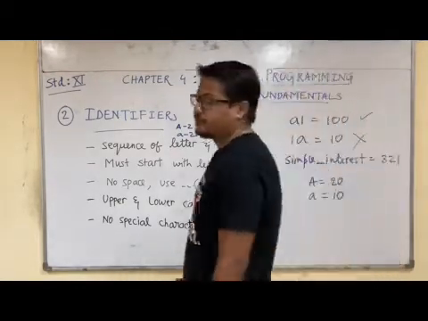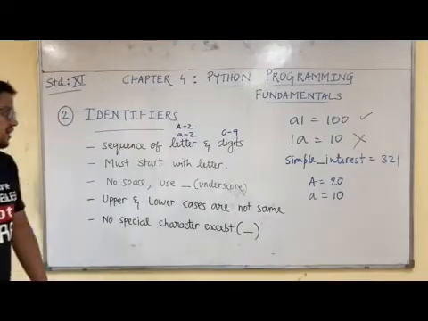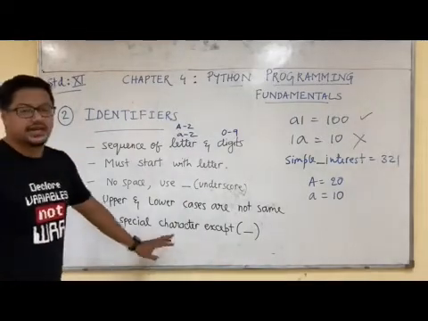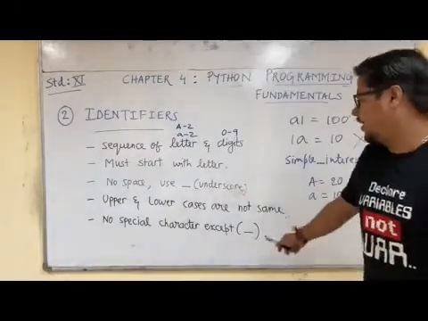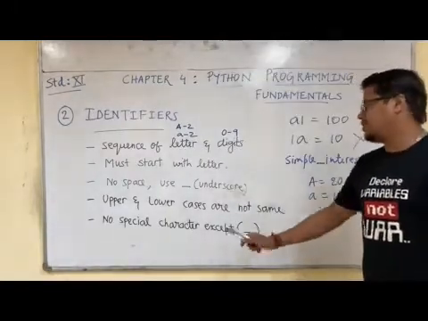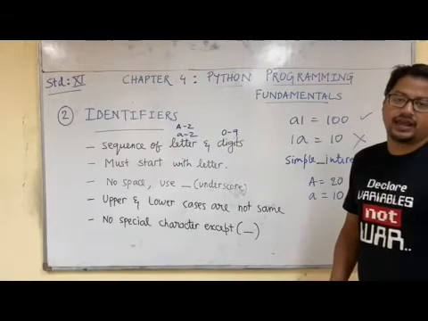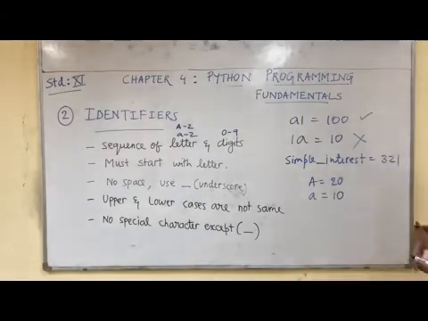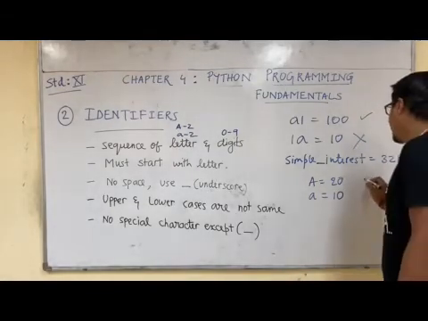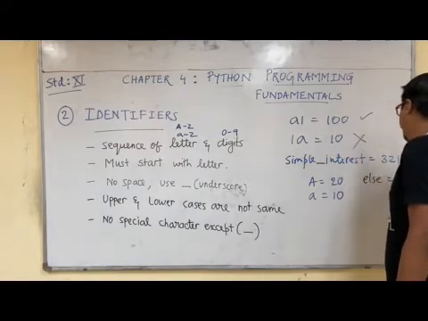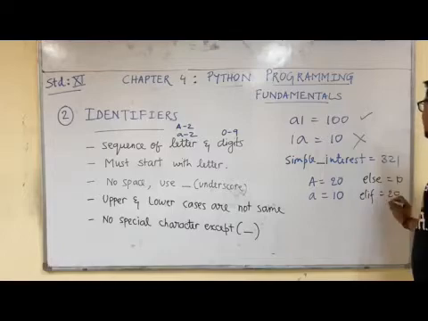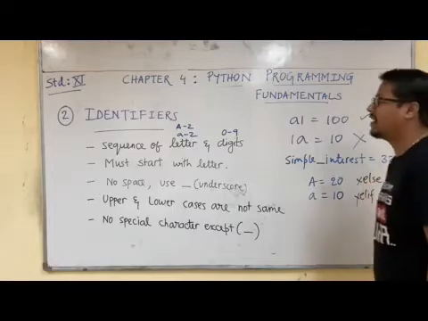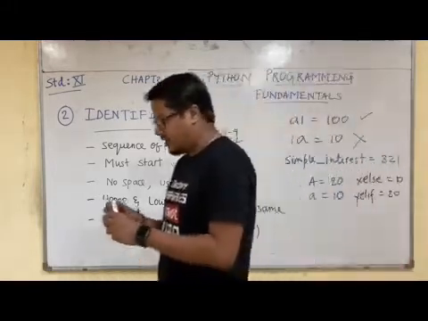Now as I spoke about special characters, the only special character that is allowed while naming an identifier is underscore. And one more point I missed out here, the identifier name should not be a keyword. Like I discussed before, we cannot have else equal to 10. We cannot have elif equal to 20. These are wrong, because else and elif are keywords reserved by Python.